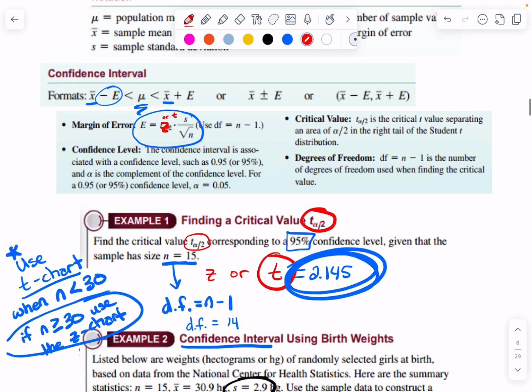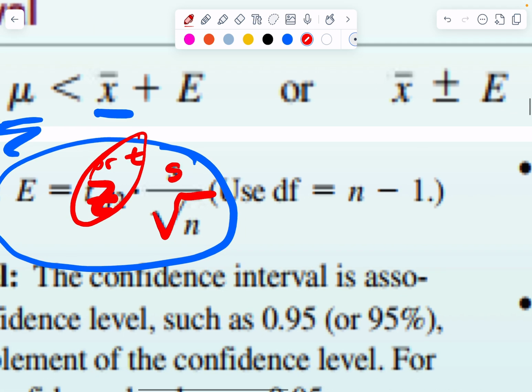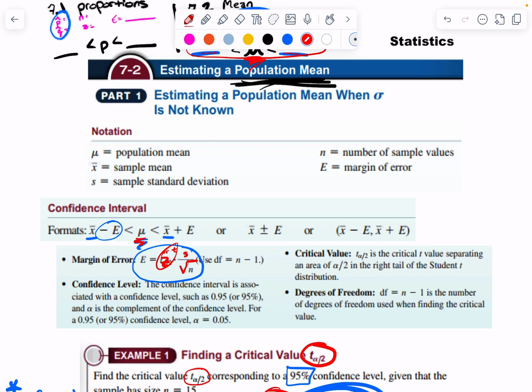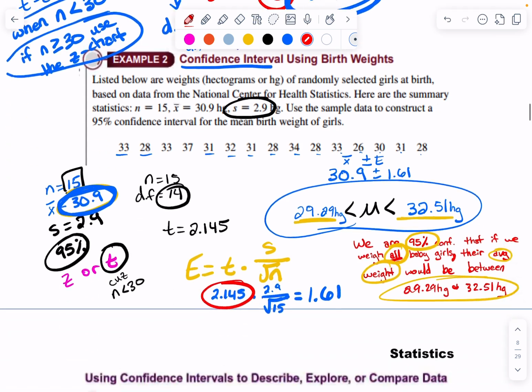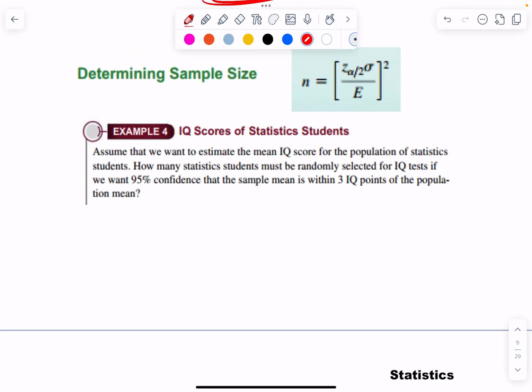Okay, so we calculated error, and the formula for error was just this guy. You take either your z or t value and you multiply by s over the square root of n, and then you add and subtract that from your x bar, and that will give you your two numbers that mu lives in between.